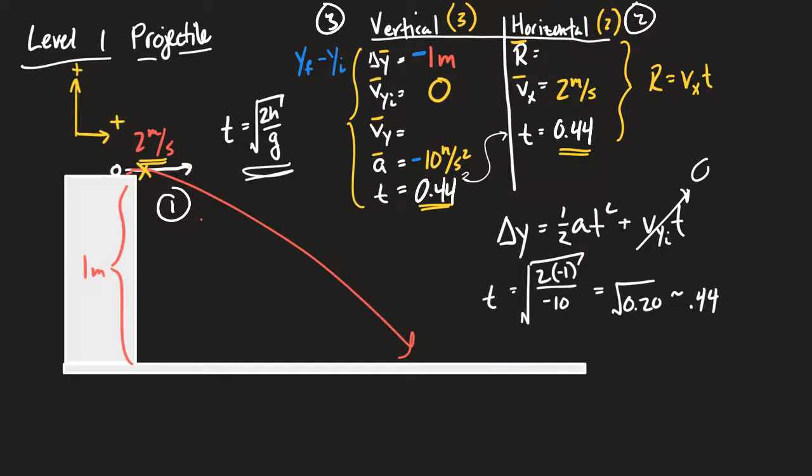The fourth thing you should do is find a way to solve for time. The fifth thing you should do is apply the time to both sides. And now, get yourself an answer. R equals 2 times 0.44, which I'm thinking is about 0.88. So this object lands 0.88 meters away from the edge of the table. That's the answer.